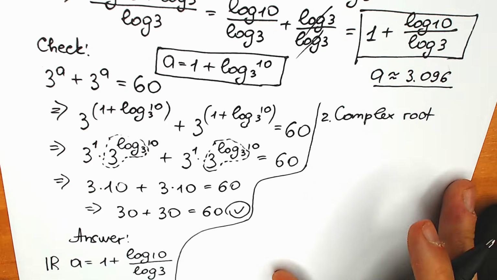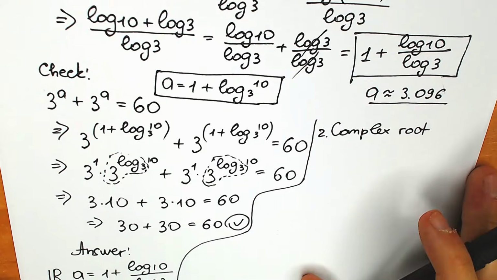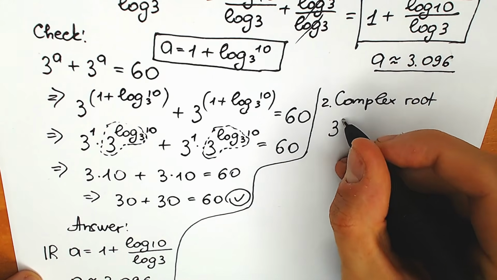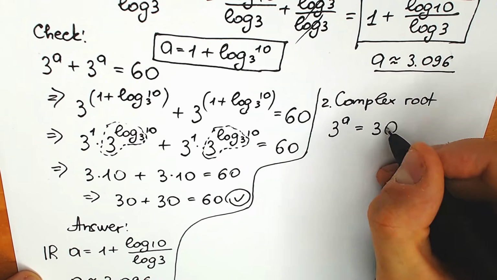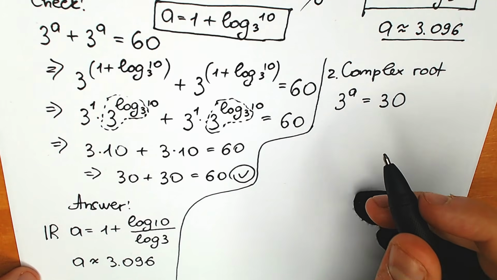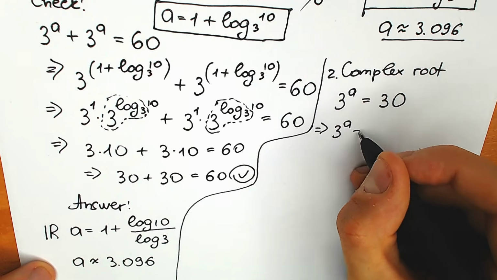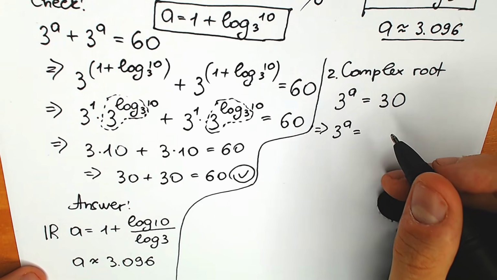I'm gonna start with this expression 3 to the a equal to 30. So we have 3 to the a equal to 30. And right now, in terms of different variations, different properties and theorems, first of all, I'm going to start with 3 to the a. So instead of 3 to the a, I'm going to use a natural log.